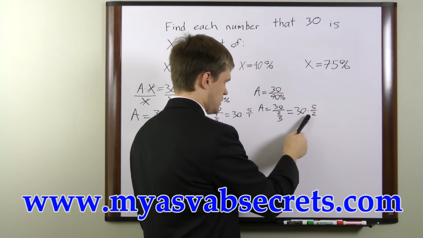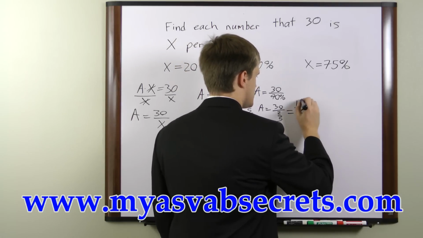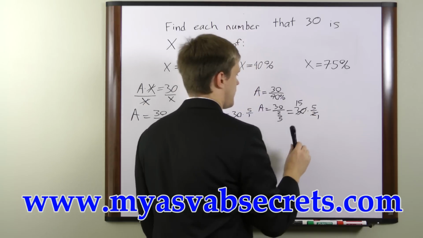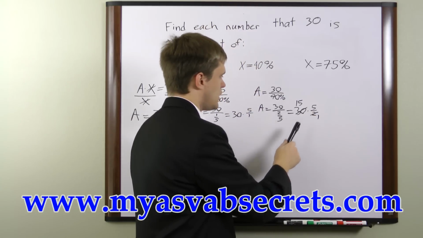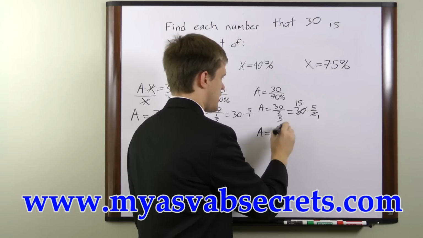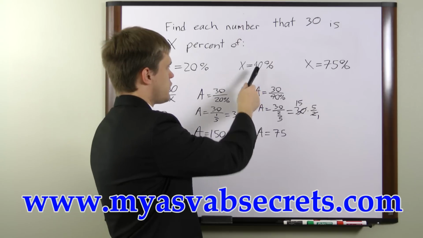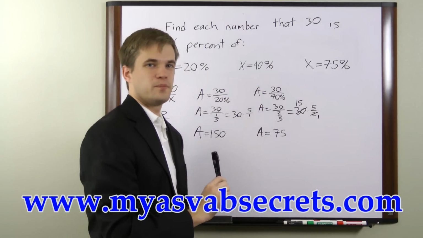Now we can cancel here, dividing 30 and 2 by 2, so we get 5 and 1, 15 and 1. So we can multiply this out. 15 times 5 is 75. So 30 is 40% of 75.